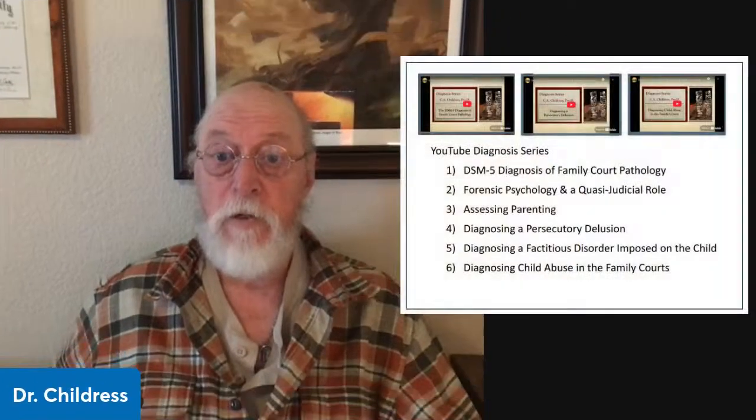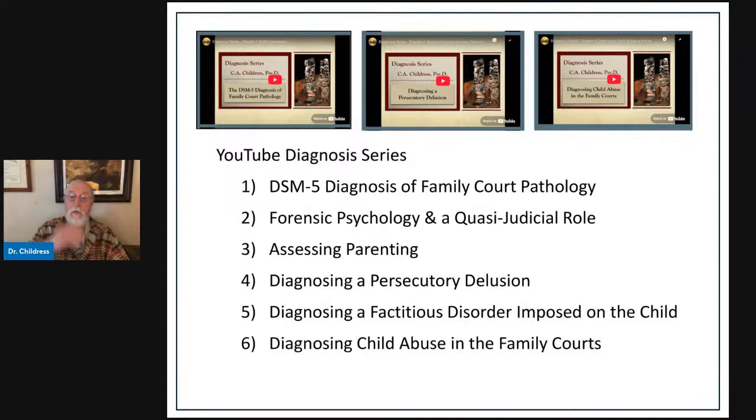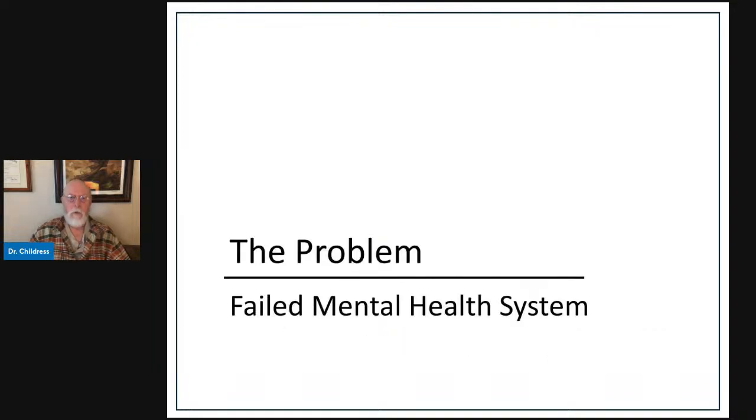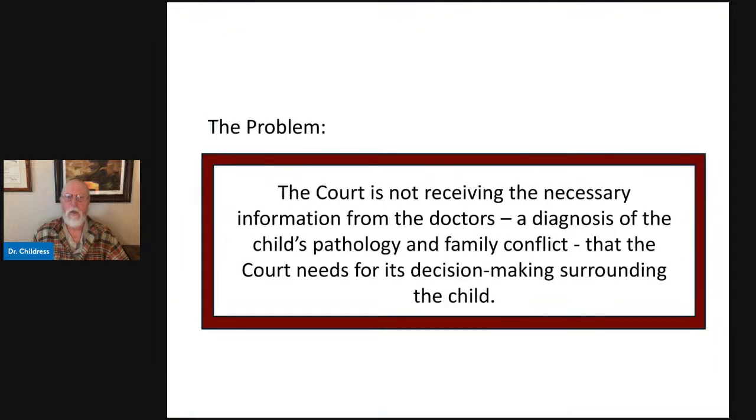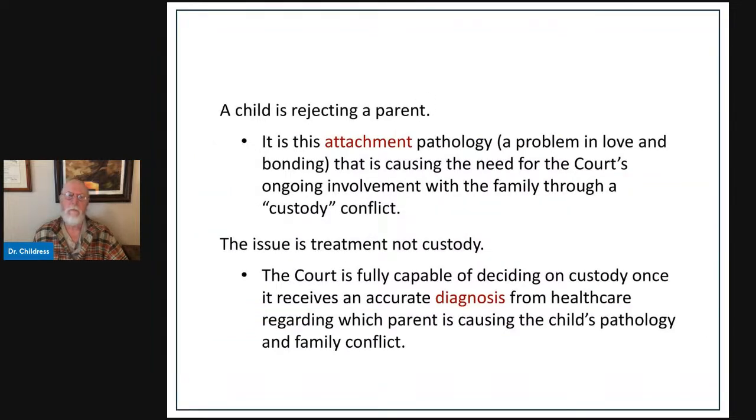So seminar 6 there discusses the child abuse and the assessment of child abuse in the family courts. The problem that the courts face is a failed mental health system. And specifically, the problem is that the court is not receiving the necessary information from the doctors regarding a diagnosis of the child's pathology and the family conflict that the court needs for its decision-making surrounding the child. And we'll talk about why that is in a bit.